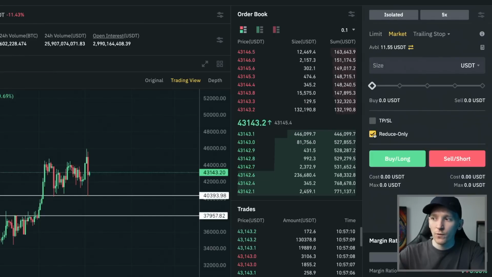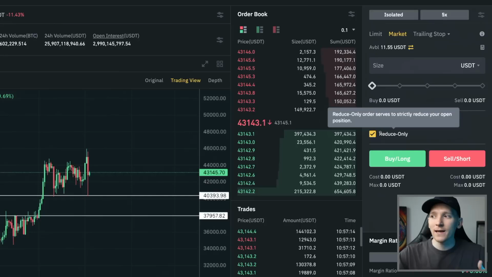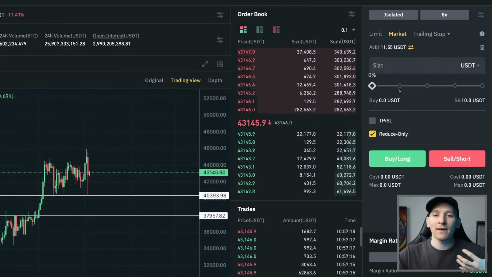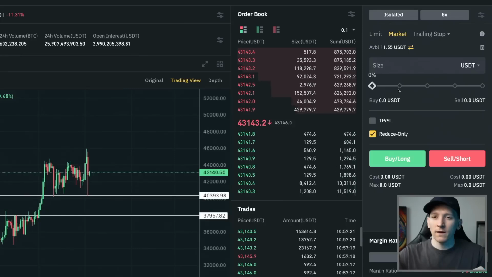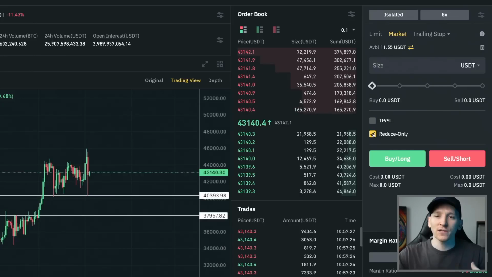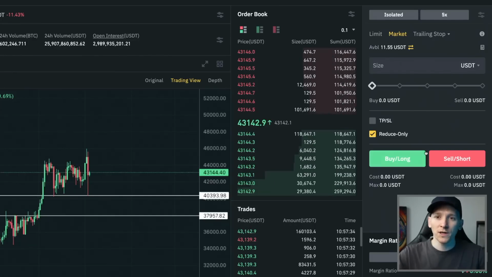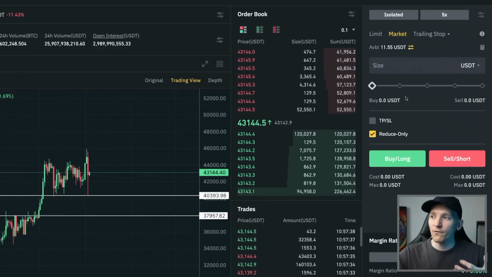Reduce only, if we click this on, only lets us reduce positions that we have, and it doesn't let us add to them. This is like maybe an insurance or just a risk button, so you don't add to positions and take further risk. So if you know that your positions are about the amount that you want and you definitely don't want to be opening more, it just prevents you pushing buttons in the wrong way. So it only lets you reduce positions and not open further risk.